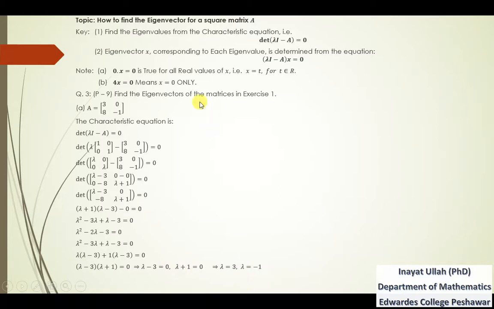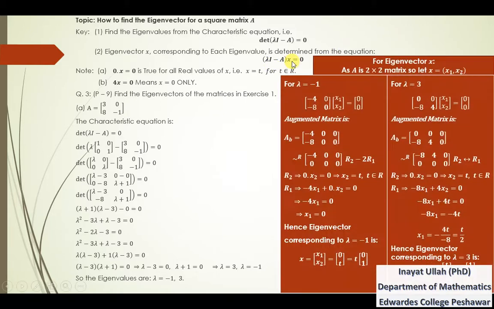These are the eigenvalues for this matrix. So the first step has been completed, and now we are going to perform the second step. For the second step we need to use this equation: lambda I minus A into x is equal to 0. For eigenvectors, because A is a 2 by 2 matrix, x will be taken as a column vector which has two elements x1 and x2, so that is the x vector.